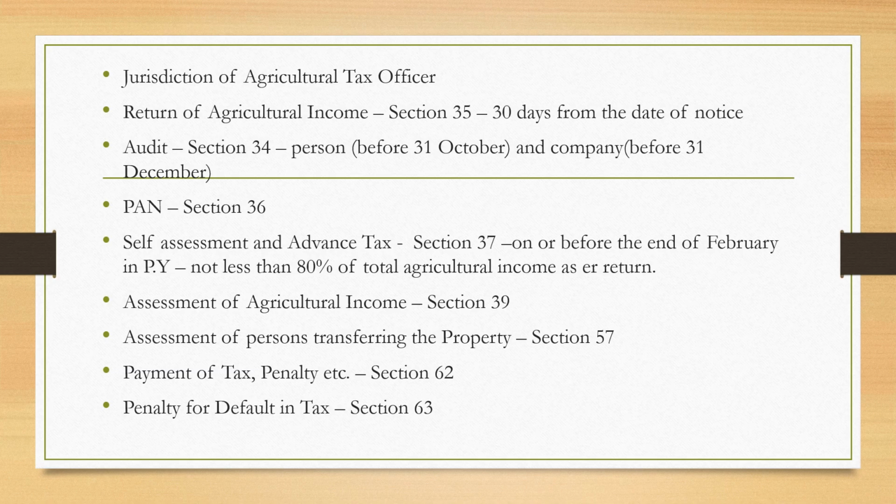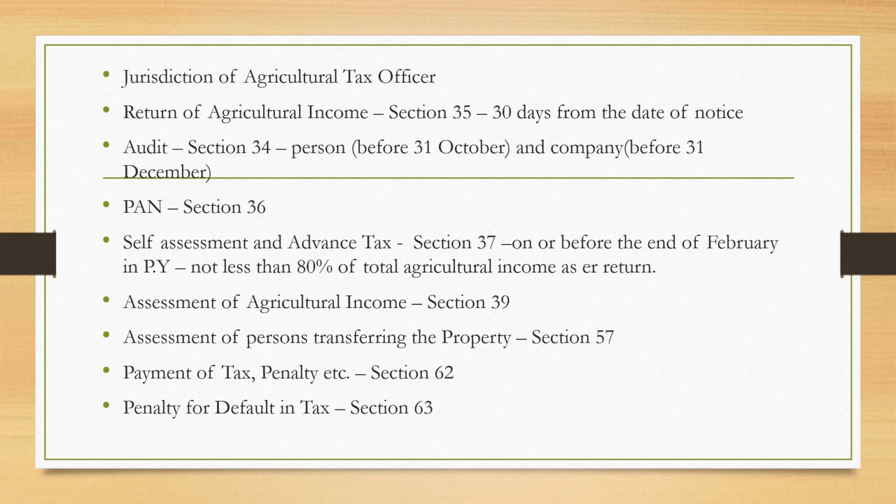If a person does not file a return or does not appear for hearing, the assessing officer can make an assessment on the basis of the available information. Every person other than a company or a person who has to get his accounts audited in accordance with section 34, who is liable to pay tax under this act, and every person to whom a permanent account number, that is PAN, is allotted under section 36 till his permanent account number is withdrawn, shall furnish to the agriculture income tax officer so as to reach him before the 1st of July.